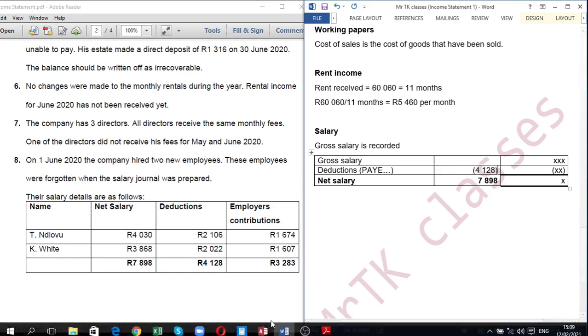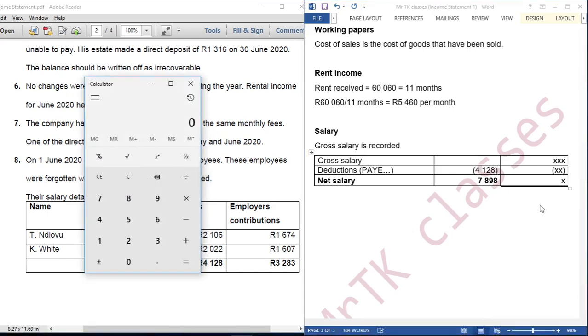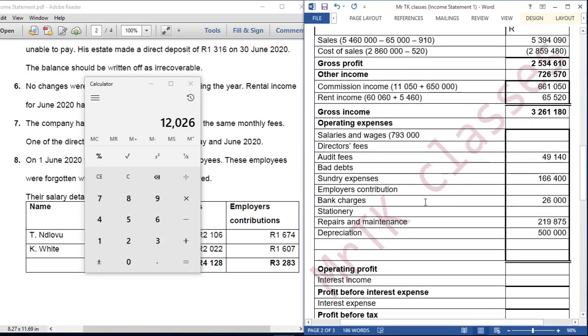So we are going to use bottom up. So when you are using bottom up, you oppose the sign. So you see that this one is a negative, right? So if it is a negative, now we are going to add it, because we are now doing bottom up. So we are opposing the signs. All right, so we are going to get 12,026. So this is our gross salary, 12,026. So that's what we are going to add here, because these employees were forgotten and their salary is part of our salaries for the year. So we should add it, right?